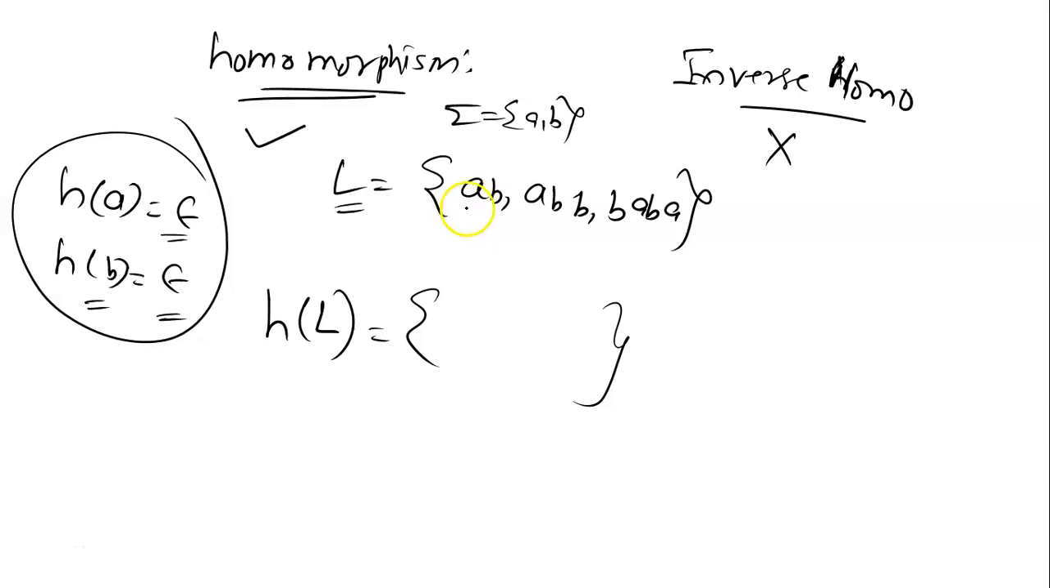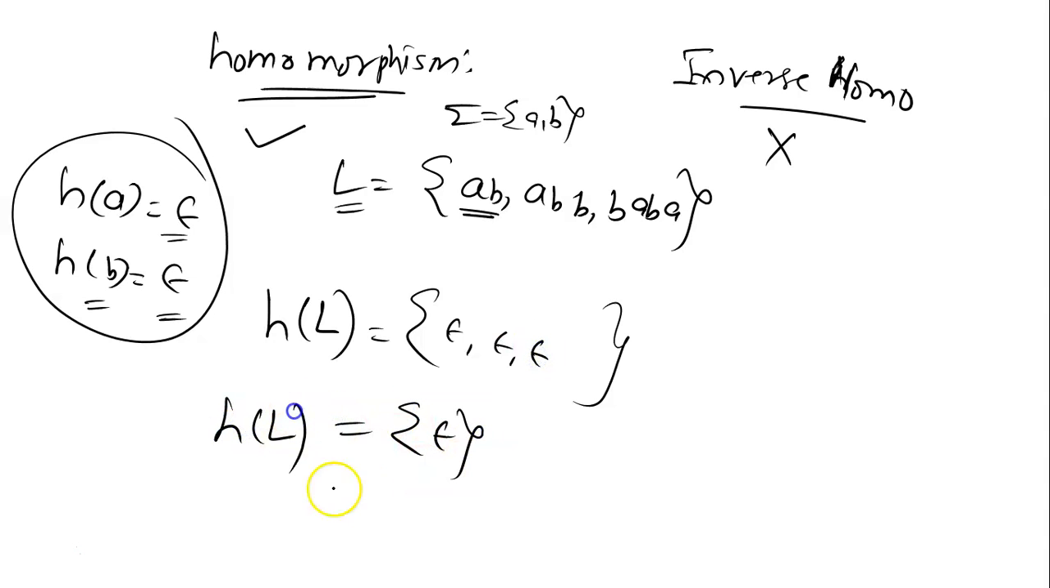That will be simply homomorphism of A is epsilon, epsilon. So basically this will be epsilon, epsilon, epsilon. I can say that this is your homomorphism of L. You can notice one thing, that this L is finite and this h(L) is also finite. But this is just one example. But actually it is not hard to see that when you apply this homomorphism, then what will happen?